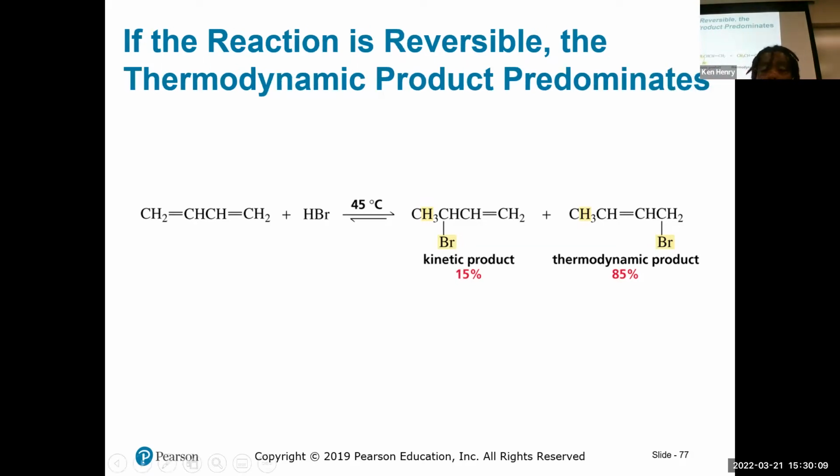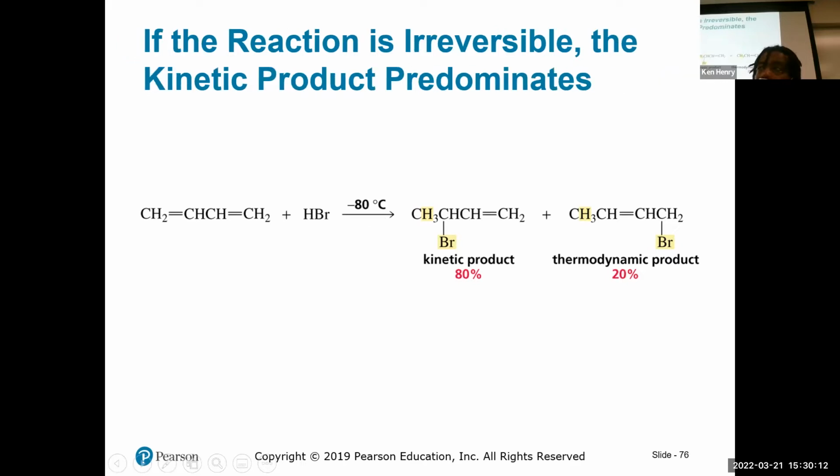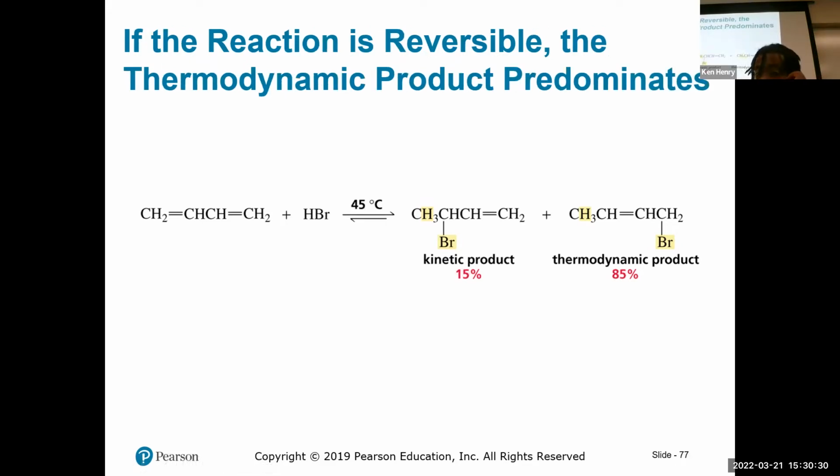Okay, and if we also take a look at it, in this context, this is a complete reaction. You get both of those products, but again, one at 80%, one at 20%, and it's driven in a single direction. In the other case, it's going to be in equilibrium when we increase the temperature, but then we're going to be favoring our thermodynamic product.